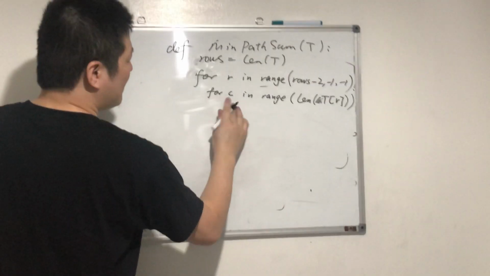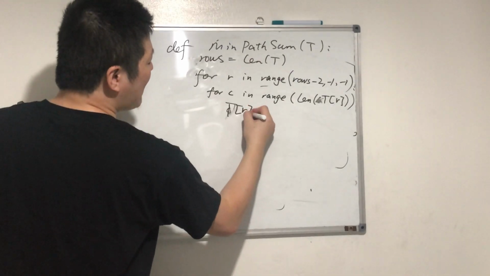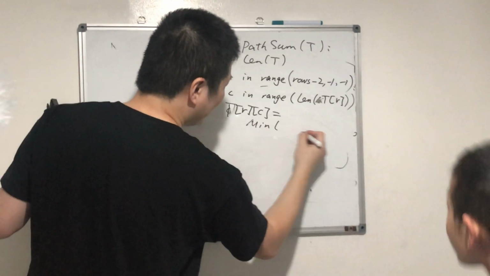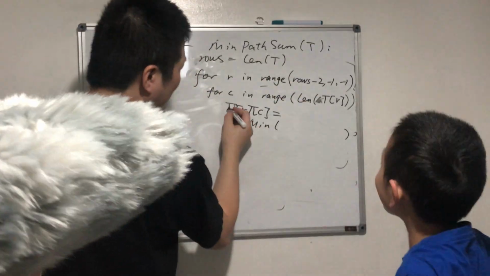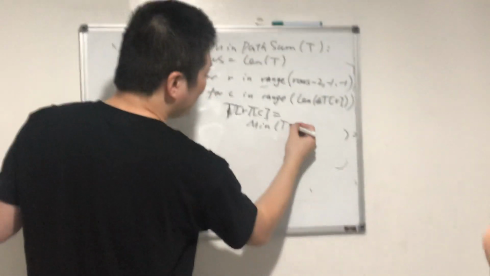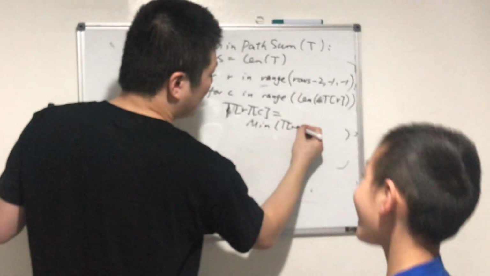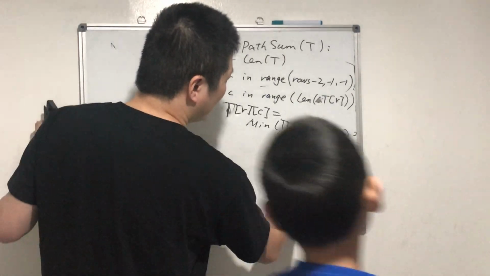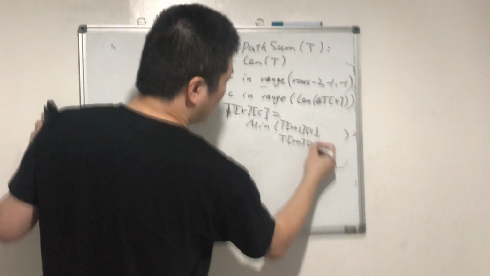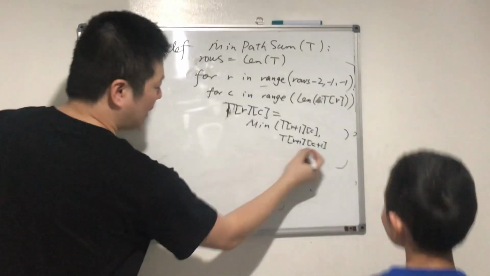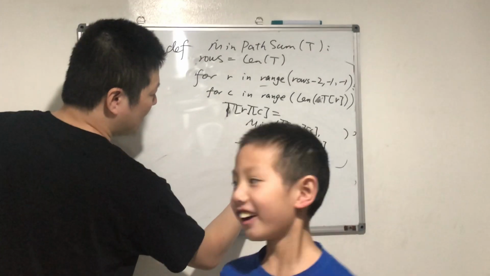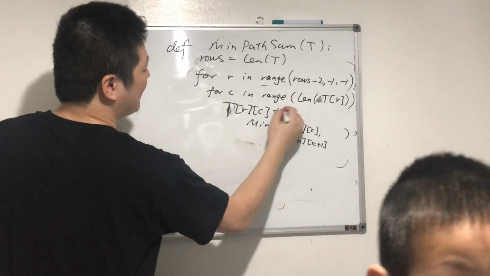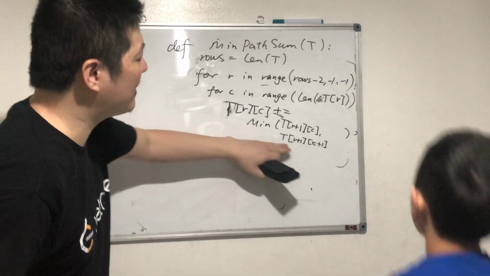Okay, look. T R C equals what, right? T, R add 1, C. And another one is T, R, C add 1. Add what here? T R C. So actually for T R C you can just add equal, add equals this value, right?